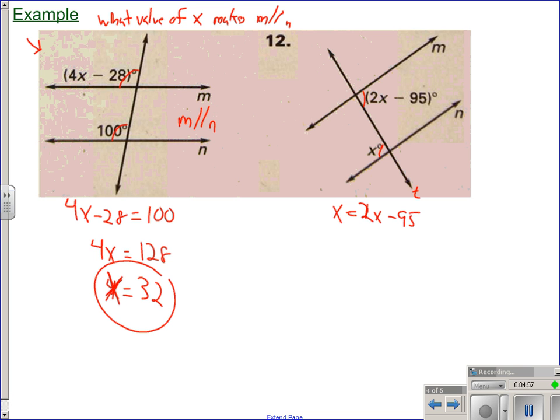So, solving for x, I'm going to add 95 to both sides. I'm going to subtract a 1x from both sides. There's the x value that makes line M parallel to line N.